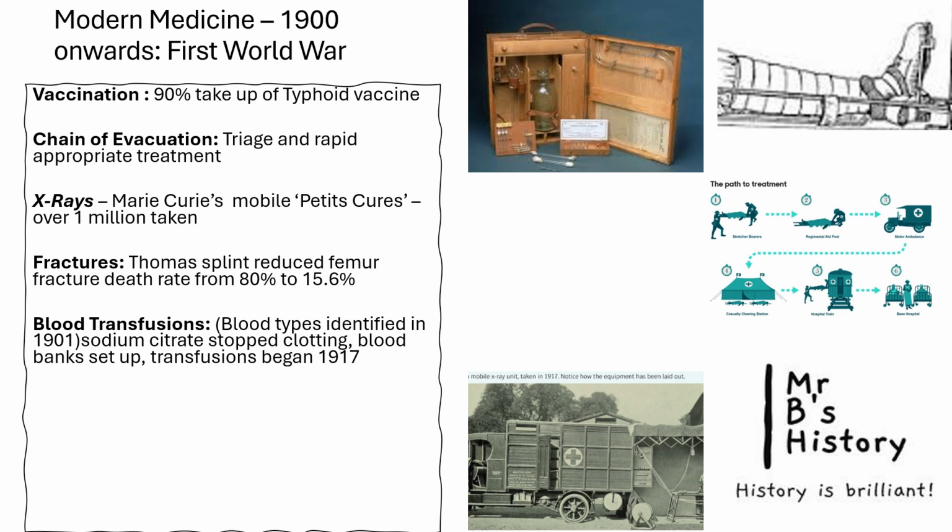So they developed and discovered the use of sodium citrate. Don't know what that is, not a chemist. It's got something to do with sodium. And that stopped blood clotting. Blood banks were set up ready, so there was blood ready for people to use if necessary. And transfusions began in the spring of 1917. So blood transfusions, another development.